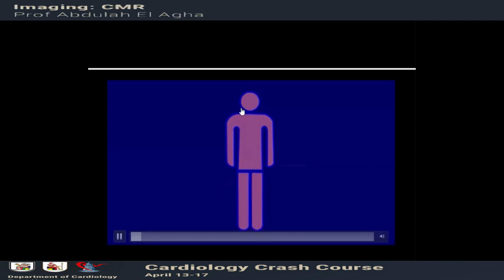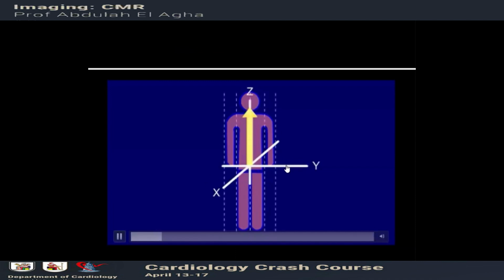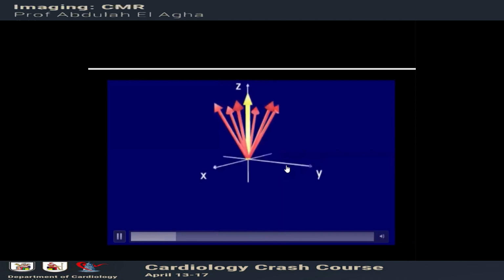This is the human body and the MRI machine. It's 3-dimensional, so we have X and Y and Z. Z is the longitudinal axis. So when we apply the radio frequency pulse, you hear the sound T, T, T. When we apply the radio frequency pulse, what happens to the proton of the hydrogen? It flips, changes its direction.